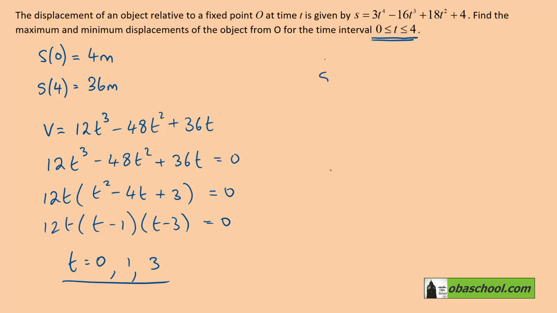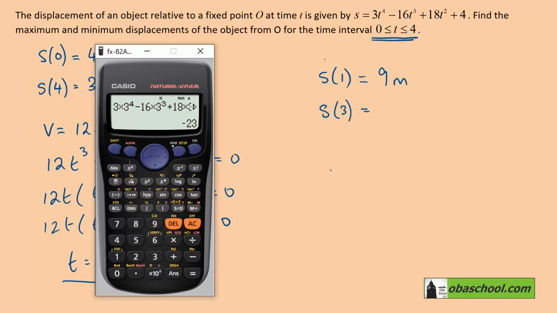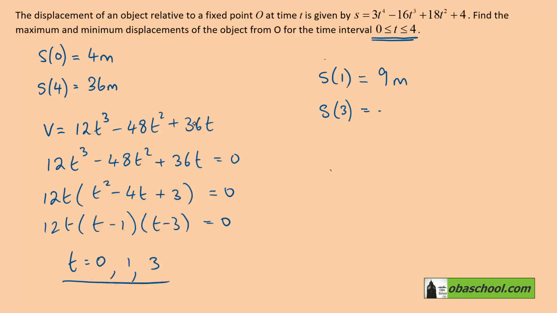So we need to calculate s(1), because we already have s(0). And that's going to be 3 minus 16, add 18, add 4, and that's 9 meters. And we're going to do s(3) as well. That's the other turning point here. In fact, I've already done that one on the calculator, so that's negative 23 meters there.